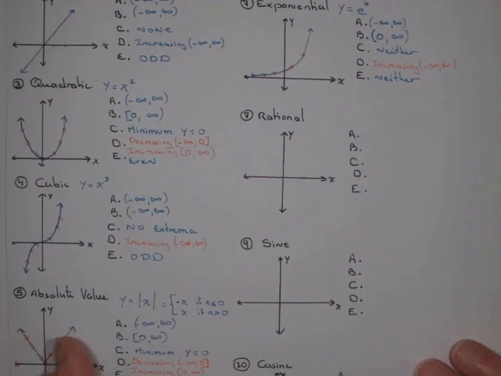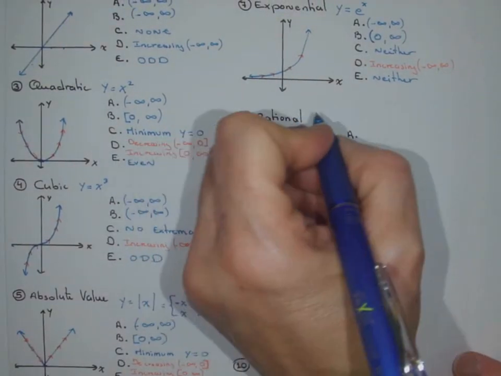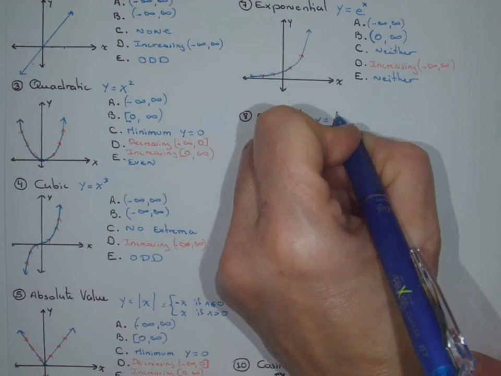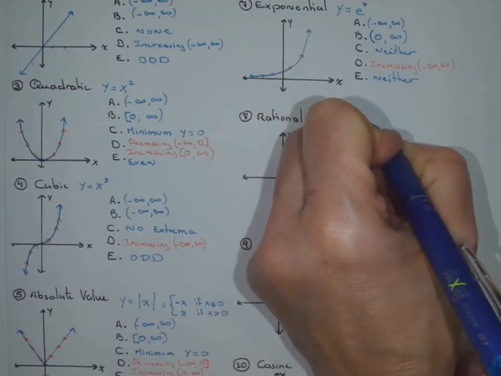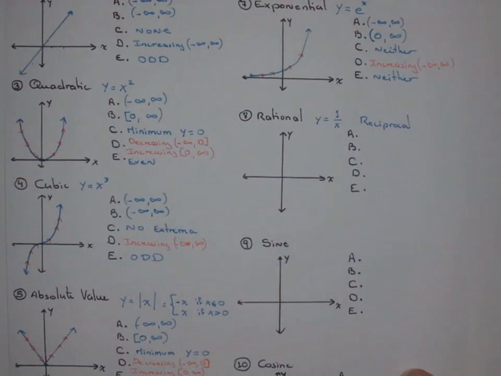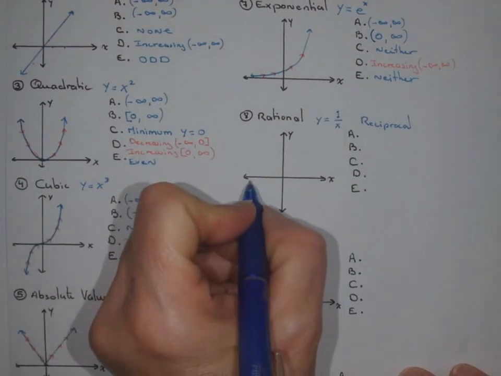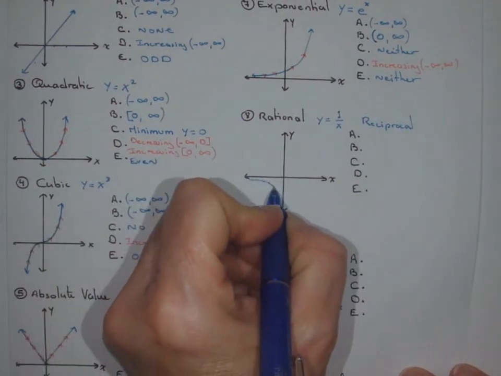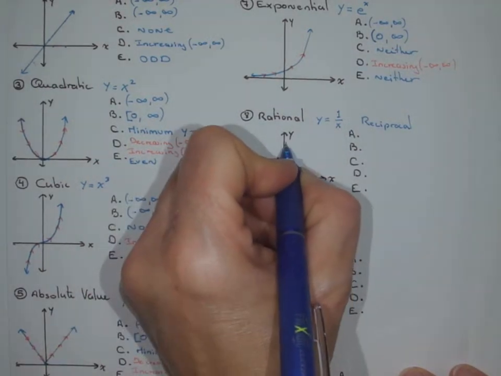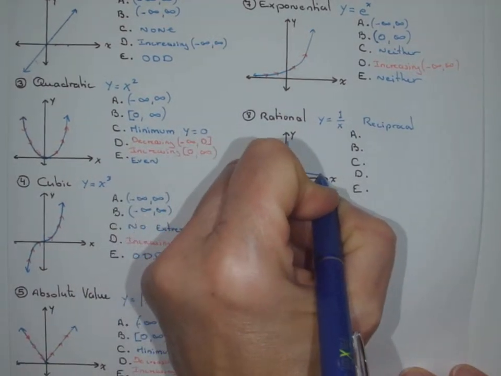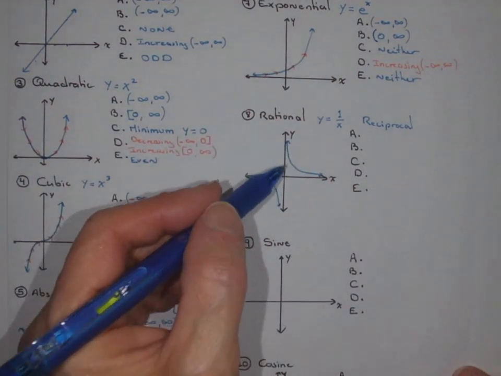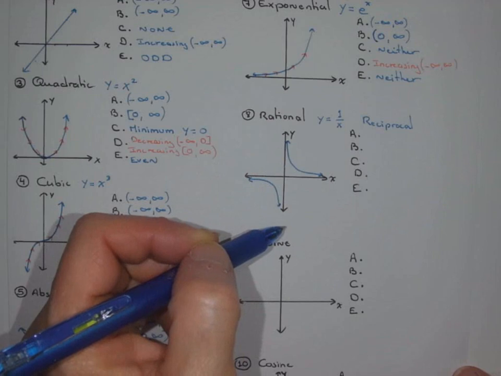The rational function, that's also called the reciprocal, and that's y is equal to 1 over x, also called the reciprocal function. And this is going to look like that. So it's going to have two branches, one that's going to look like this in quadrant 3 and one like that in quadrant 1. Okay, so there is definitely going to be a discontinuity here in the middle.